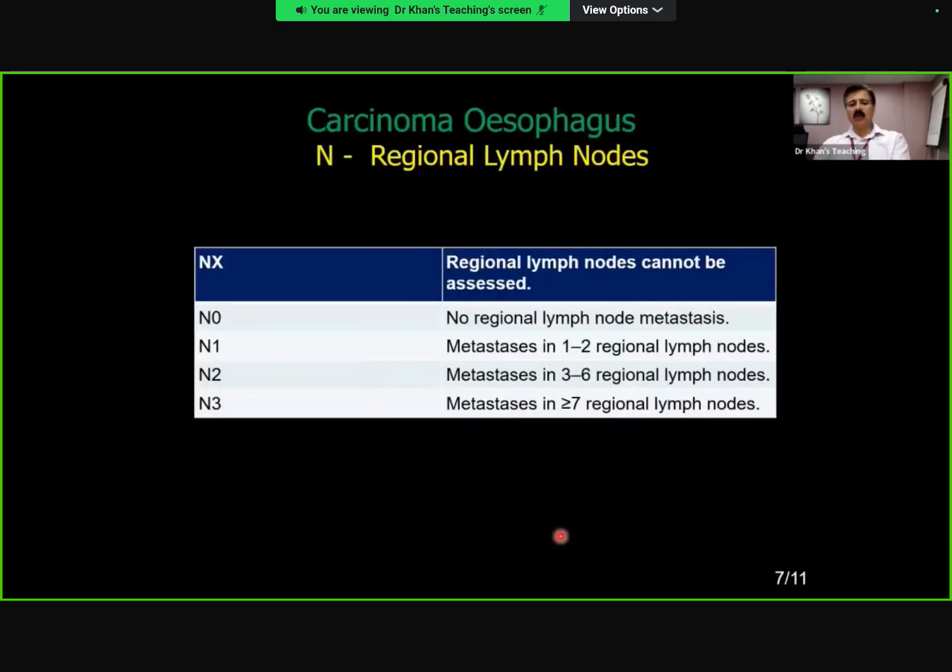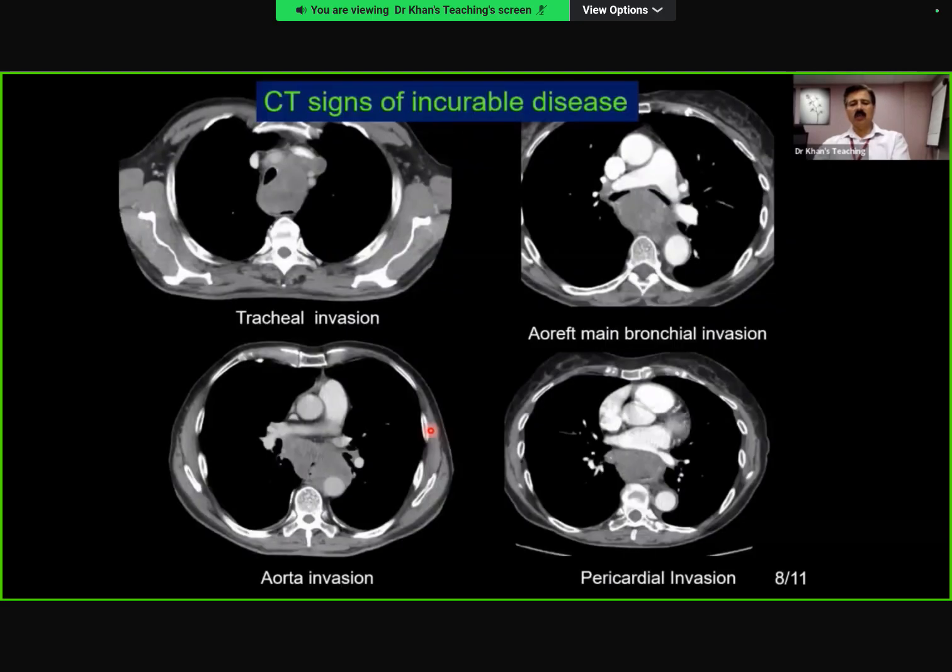So, regional nodes, of course, N staging, I am not going to go into details, but N staging 1 to 2 is N1 and 3 to 6 is N2, more than 7 is N3. Now, here is the take-home point, and you have to concentrate on what I am going to teach on this particular slide.